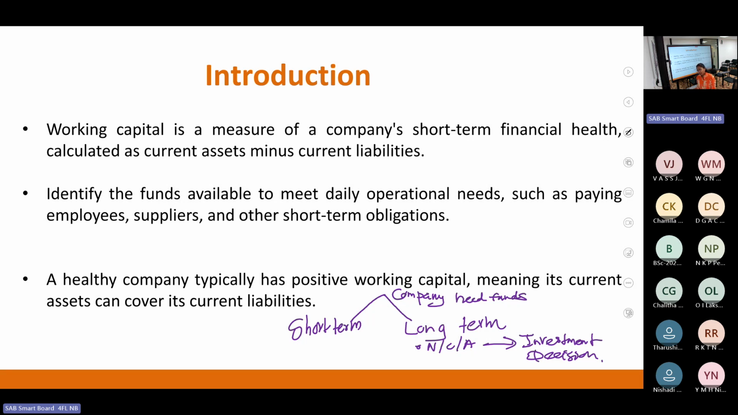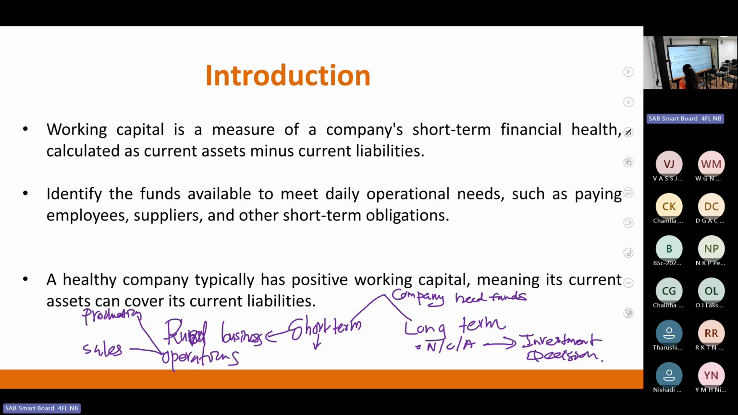But companies need funds in the short run as well. Why? To run their business operations, right? To run the business operation. Running business operation in the sense, what are the main operations? Sales and production. Production and sales.